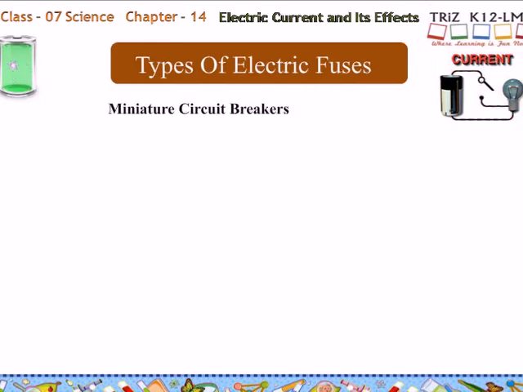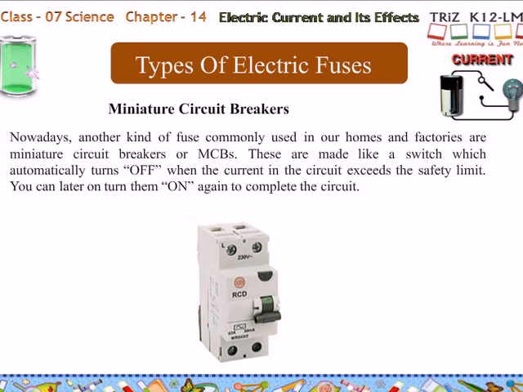Miniature circuit breakers or MCB. Nowadays, another kind of fuse commonly used in our homes and factories is miniature circuit breakers or MCBs. These are made like a switch which automatically turns off when the current in the circuit exceeds the safety limit. You can later on turn them on again to complete the circuit.